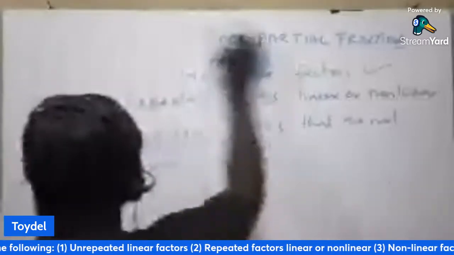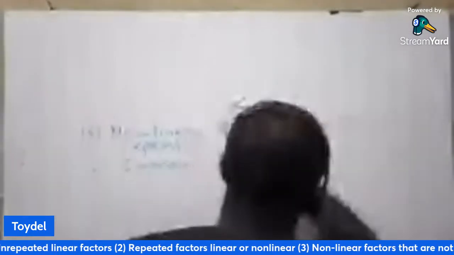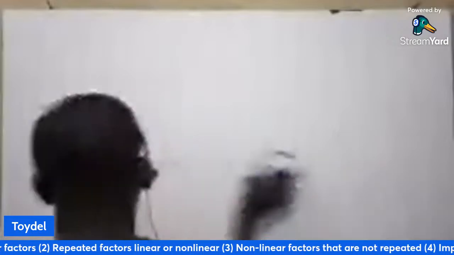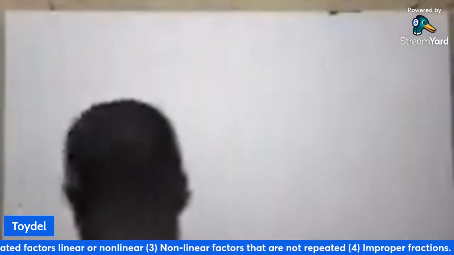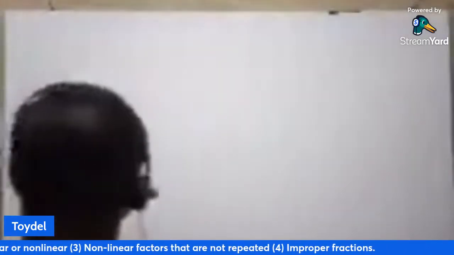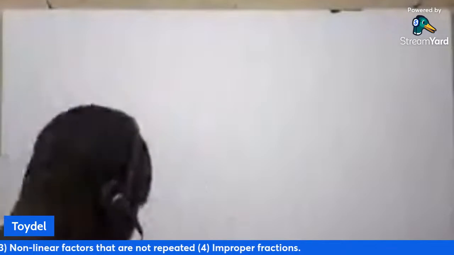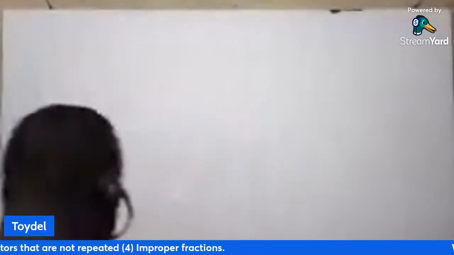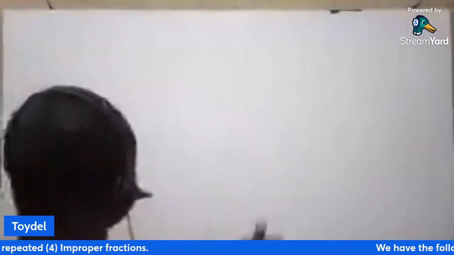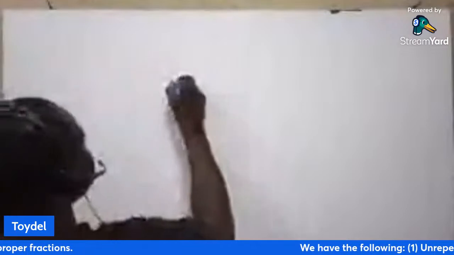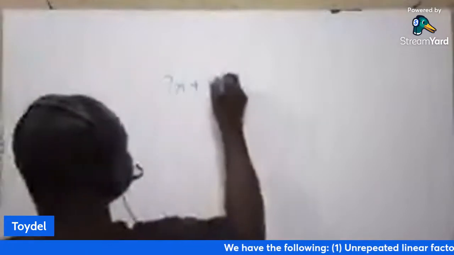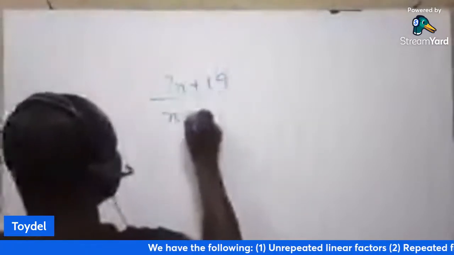So at least we have been able to establish that there are four types of partial fractions. The first one, unrepeated linear factors, is the example I gave: 7x plus 19 all over (x plus 1)(x plus 5).